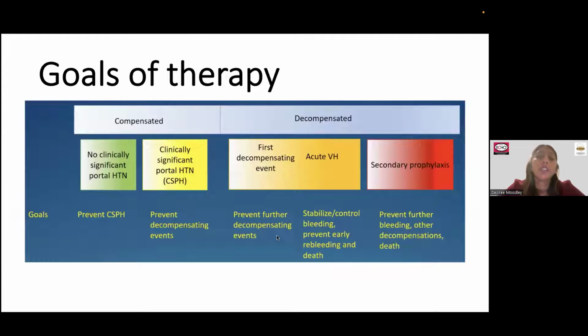So when looking at the goals of therapy in terms of portal hypertension, we know there's a spectrum of disease with chronic liver disease that goes from compensated to decompensated. So initially what we want to do is prevent clinically significant portal hypertension. Once a patient has developed clinically significant portal hypertension, you want to prevent them from decompensating. If they decompensate, you want to prevent further decompensation, including if they come in with a bleed. You want to make sure they're stable, prevent early rebleeding and death. And then once you stabilize them, you send them home, you want to do secondary prophylaxis to prevent them from coming back in with further decompensation and death.